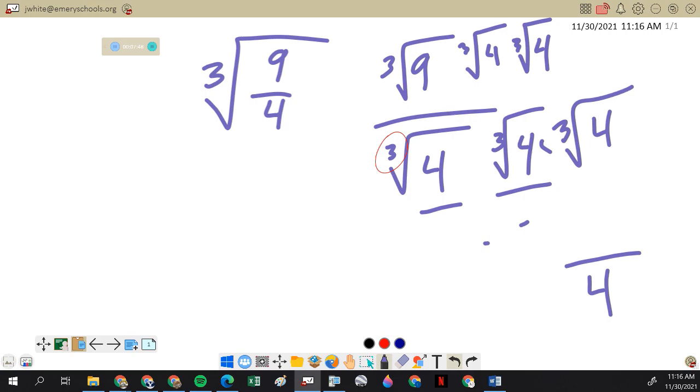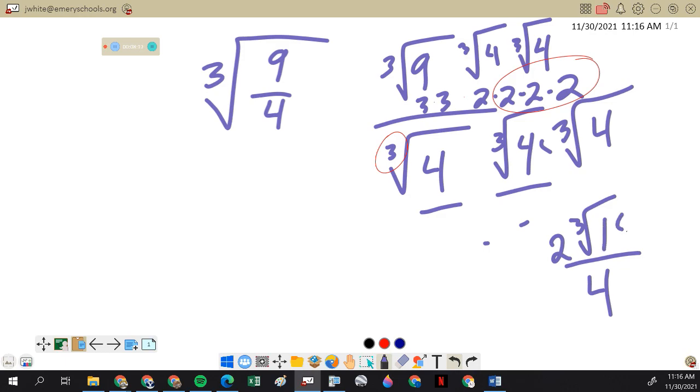Now I factor everything. 3 times 3 times 2 times 2 times 2 times 2. Do I have a set of 3? This. So that becomes 2 times the third root of the leftover. 3 times 3 is 9 times 2 is 18. And then I can pull a 2 out of those, and I get the third root of 18 over 2.